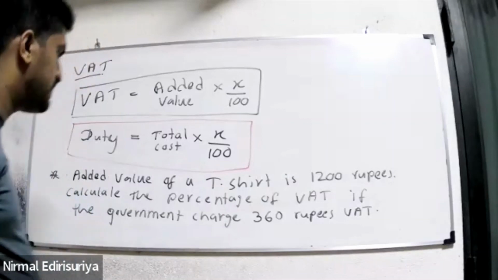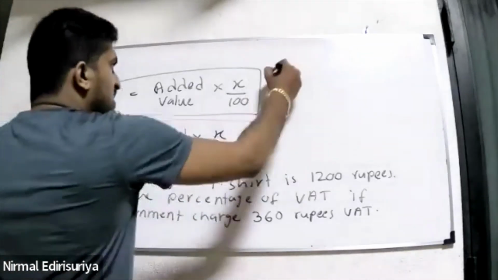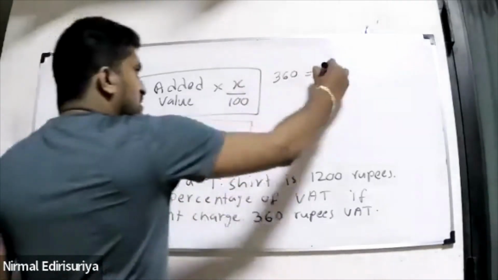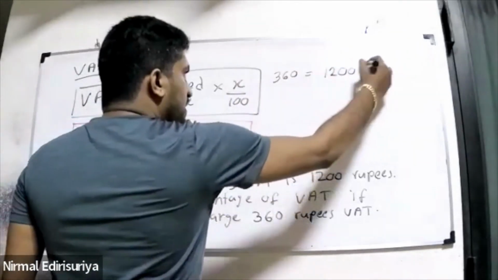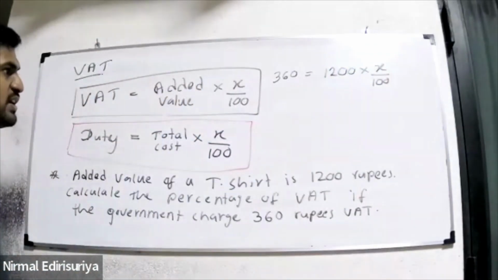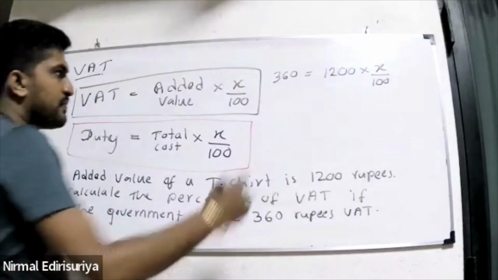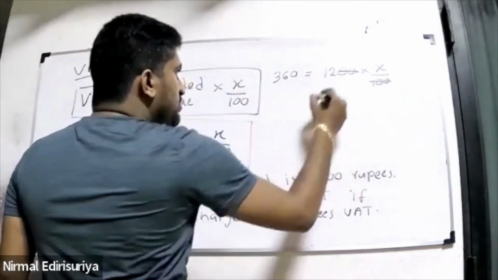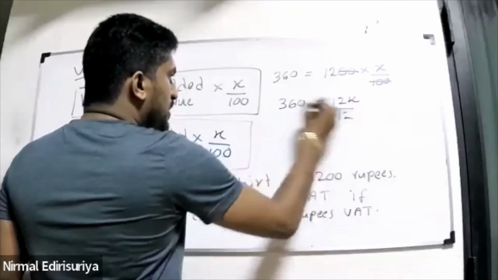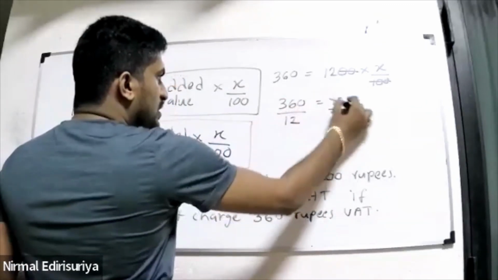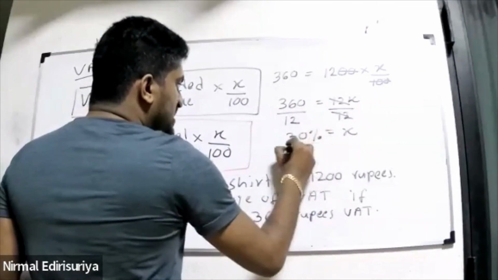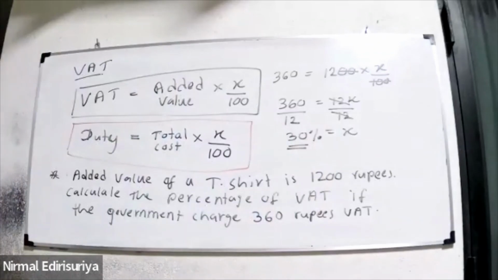In this question, VAT is 360, and the added value is 1200 into x over 100. They are asking about the percentage of VAT, x. So cutting 2 zeros from 2 zeros, 360 equals 12x. Divide by 12 both sides. x will give you 30%. The VAT percentage is 30%.